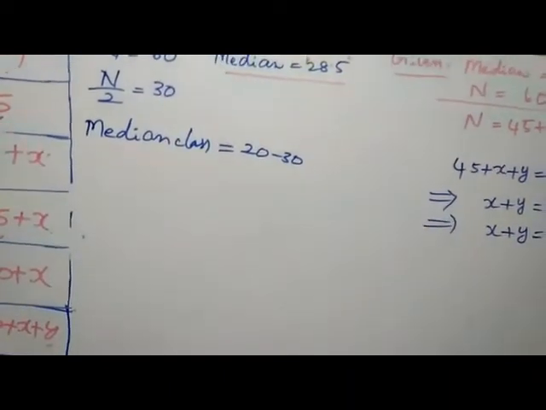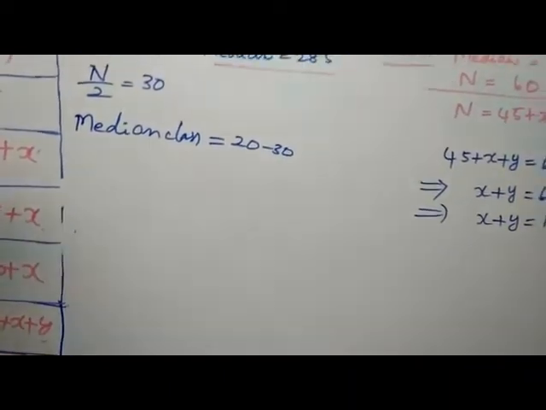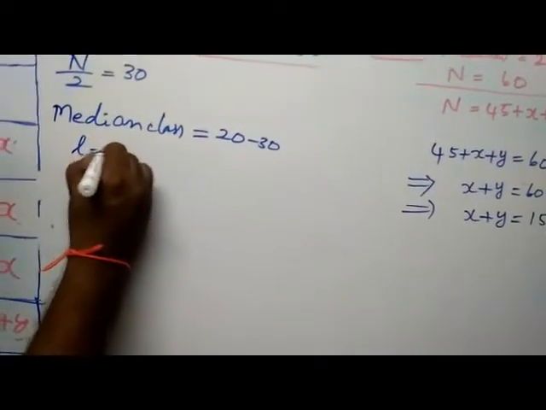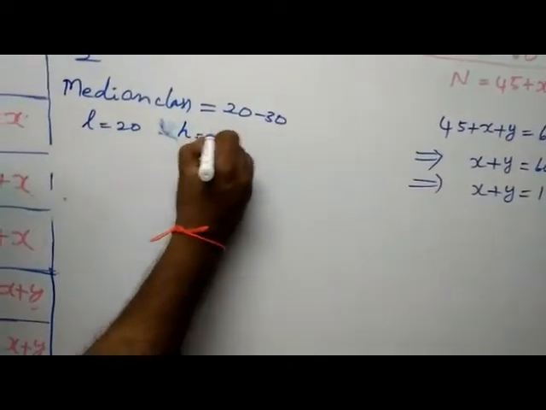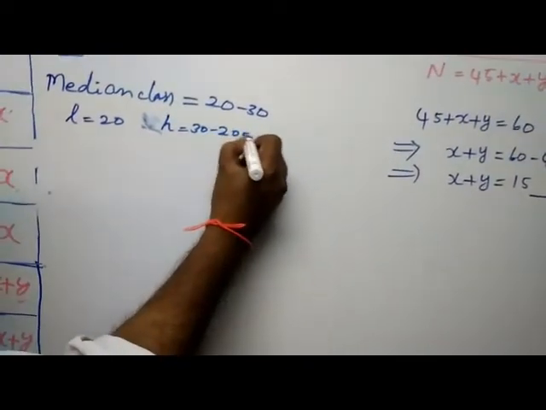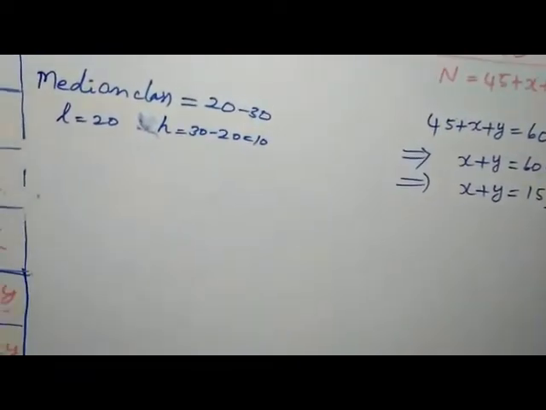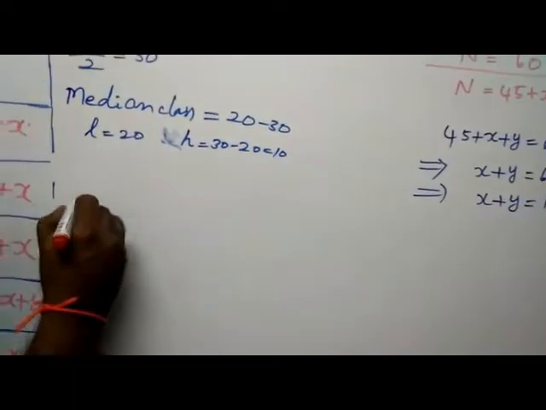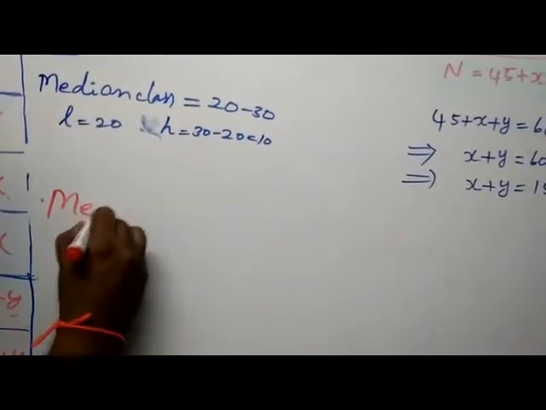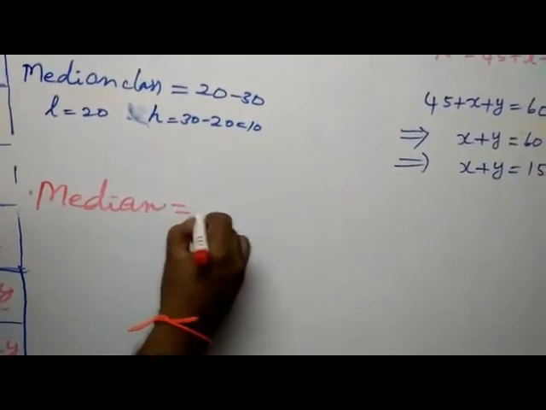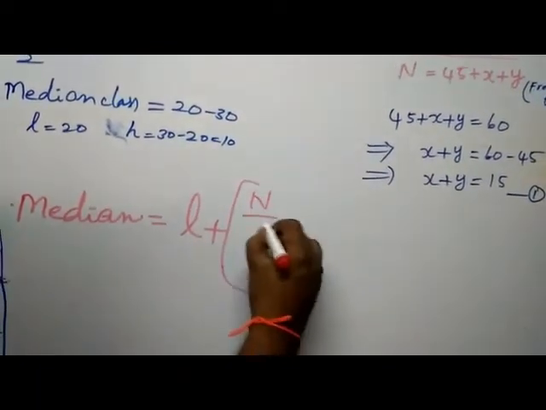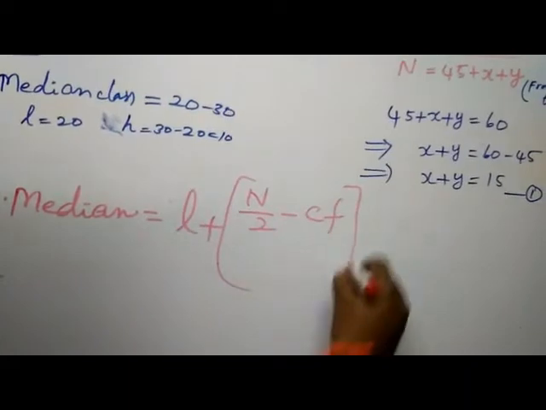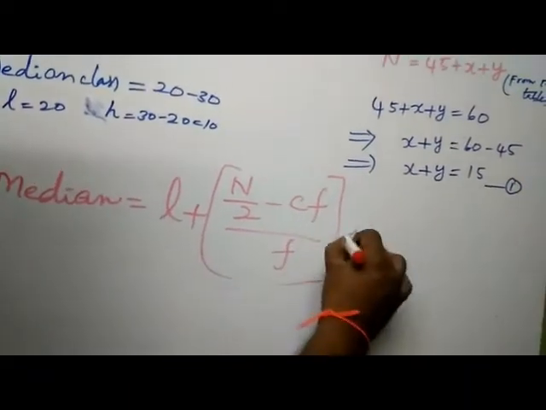L is equal to 20. H is equal to 30 minus 20, which is equal to 10. First I will write the formula, then only you can get some idea. Median is equal to L plus (n by 2 minus CF) by F into H.